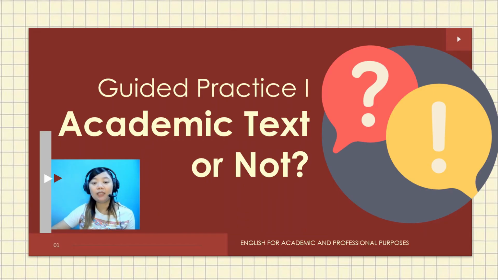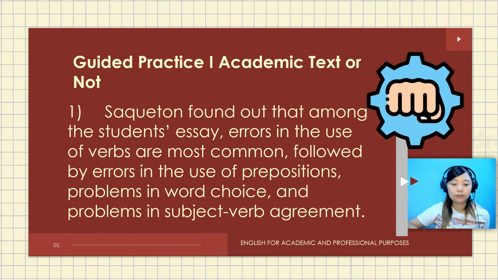So let's have a guided practice. The first thing that we have to identify is whether the text is academic or not. Guided practice number 1. Sacketon found out that among the student's essay, errors in the use of verbs are most common, followed by errors in the use of prepositions, problems in word choice, and problems in subject-verb agreement. Is it an academic text or not? I will give you 3 seconds to try to think of it. 3, 2, 1, time's up.